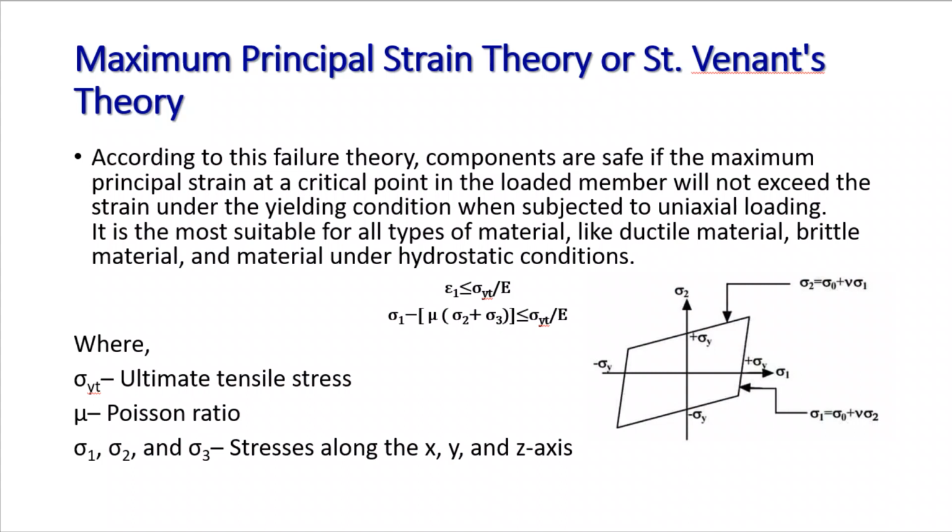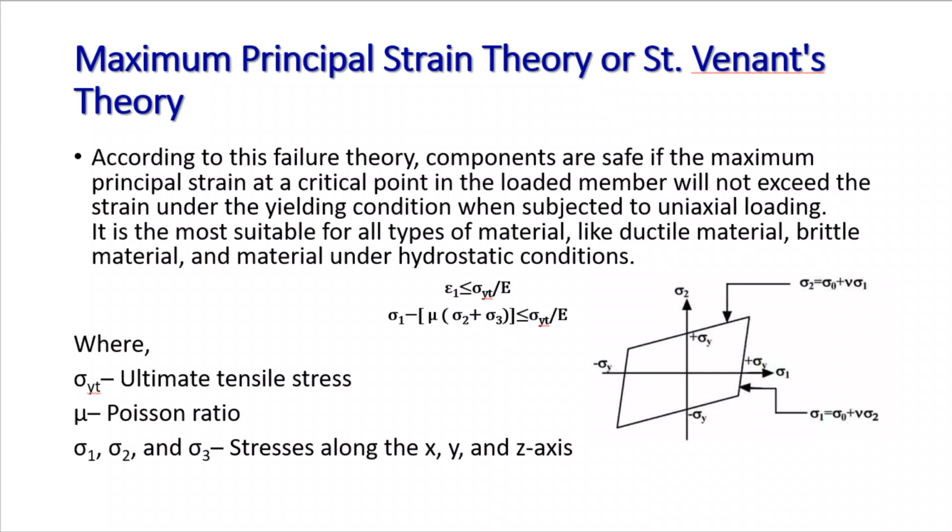So how do you get strain? When you are comparing strain in a member subjected to triaxial loading, the maximum principal strain is sigma 1 minus mu into (sigma 2 plus sigma 3), where mu is the Poisson's ratio. It should be less than the stress from the uniaxial tension test divided by the elasticity modulus, or Young's modulus of elasticity.